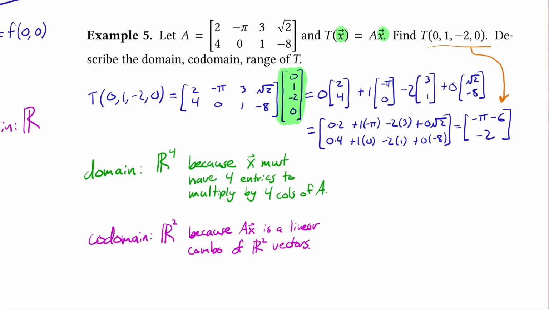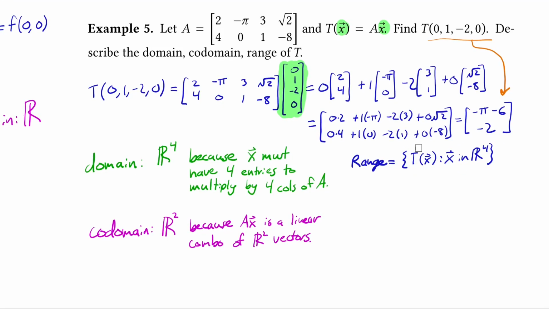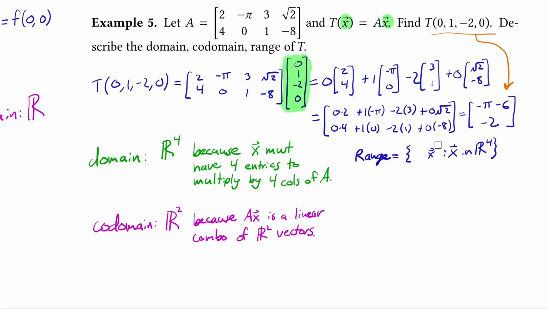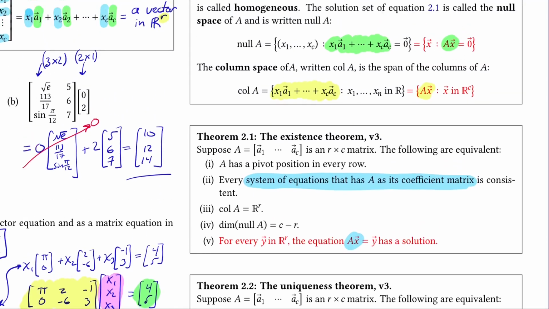All right, now what is the range? The range is the set of all vectors that can be written T of x. But T of x means A times x. So we might as well just write this as A times x. Now remember, the set of all vectors that can be written as A times x just means the set of all linear combinations of the columns of A. That's the same thing as the column space of A, right? That's what we were mentioning back here.